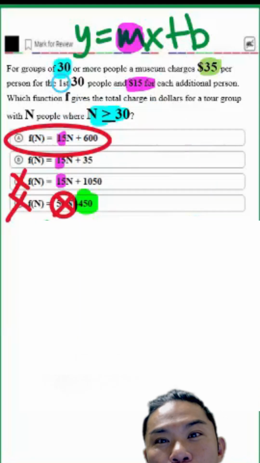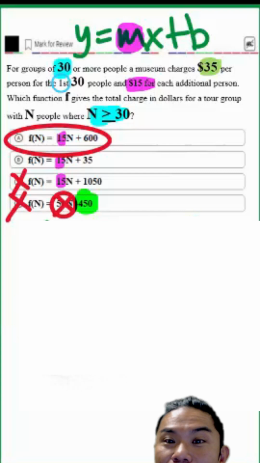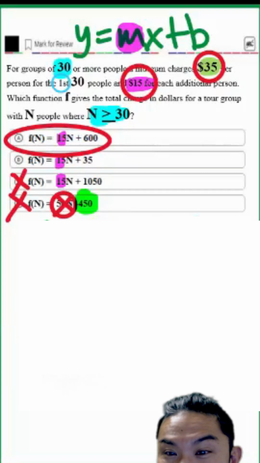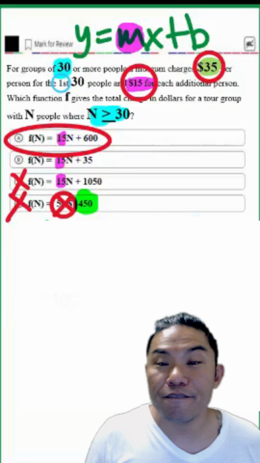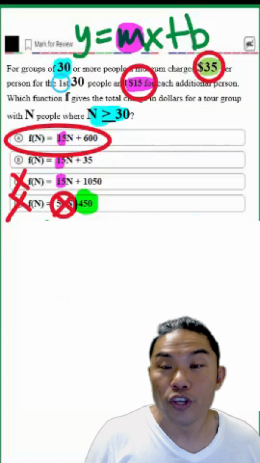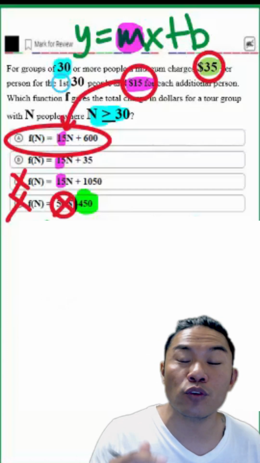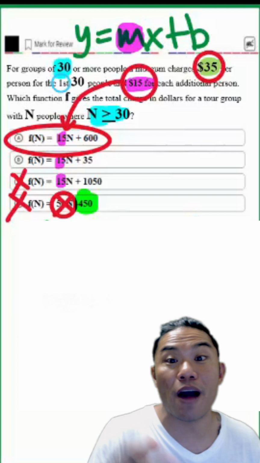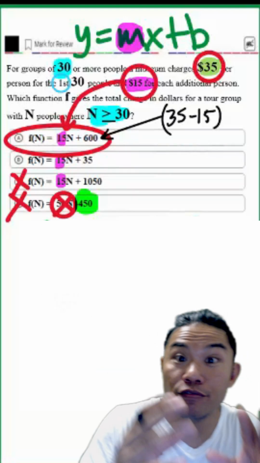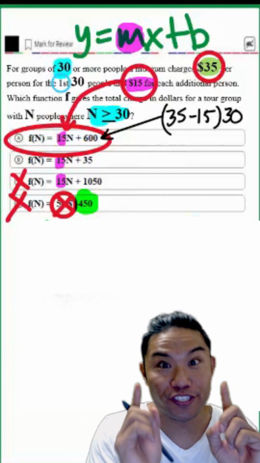So one of the ways to know that you're dealing with this fake line is the fact that they gave you two different rates of change, 35 for the first 30 people and 15 for the rest. So when they give you these two rates of change, you can take it to the bank that the second one will ultimately be the slope of the final equation, and that the y-intercept is going to be the difference of those slopes multiplied by the first input.